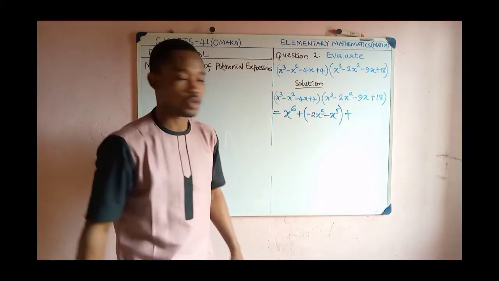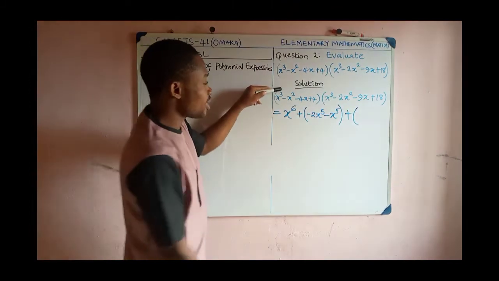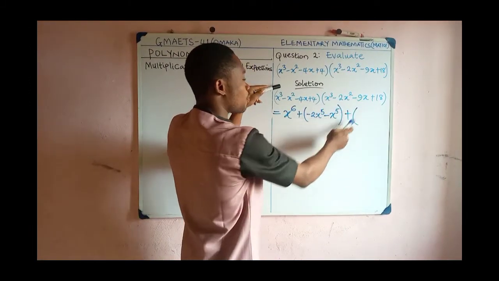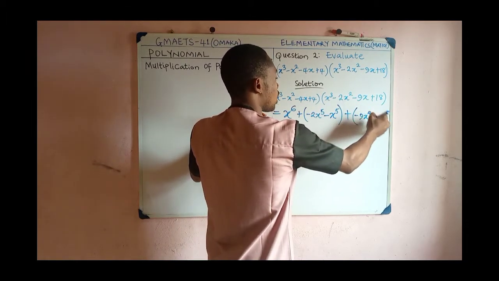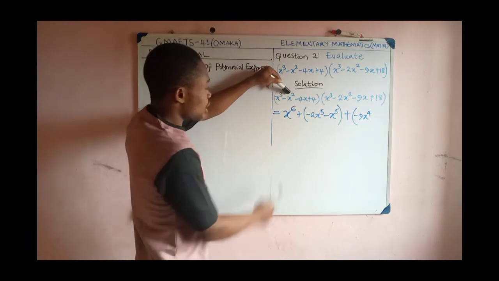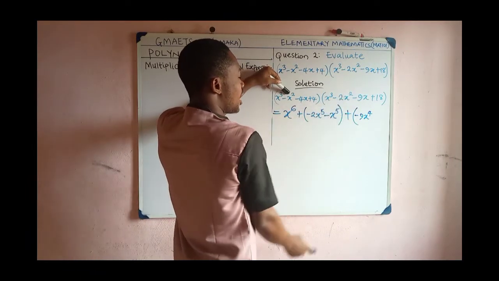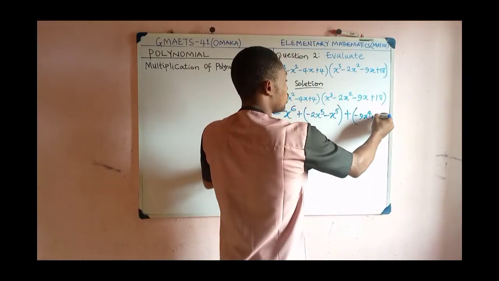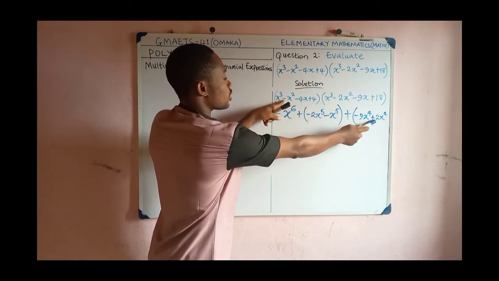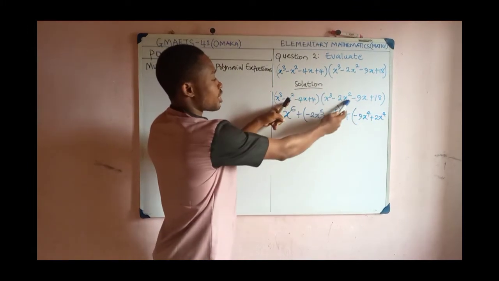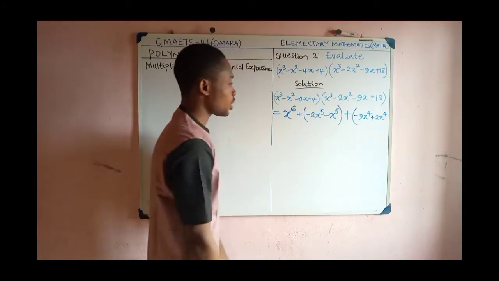We move on to those in x raised to the power 4. So let's speed up. X raised to the power 3 times this minus 9x will produce minus 9x raised to the power 4. Then, I'll come to this. Minus x raised to the power 2 will multiply minus 2x raised to the power 2, and it will produce plus 2x raised to the power 4. Remember, minus times minus changes to plus. Then x raised to the power 2 times 2x raised to the power 2 will give us 2x raised to the power 4.